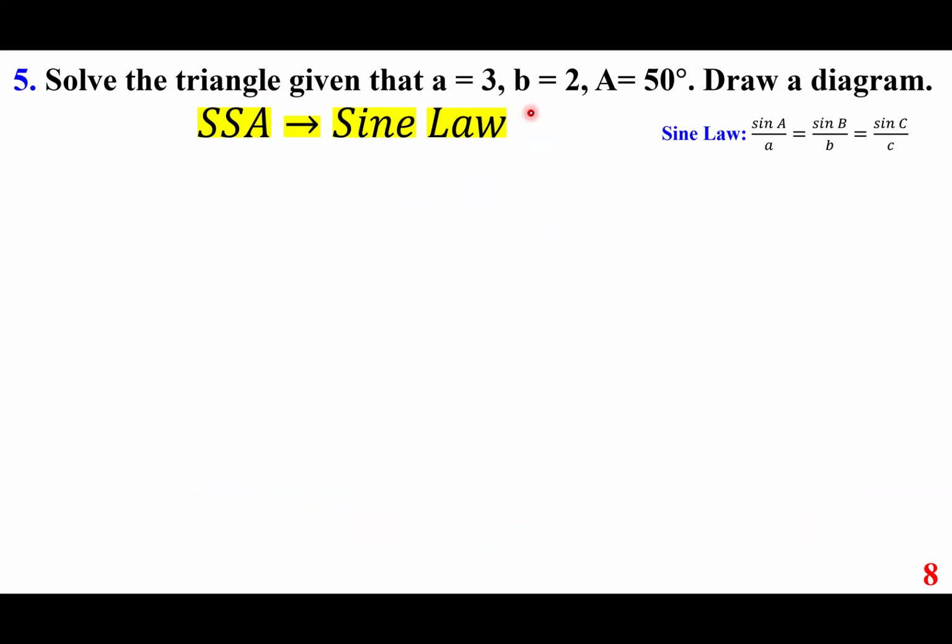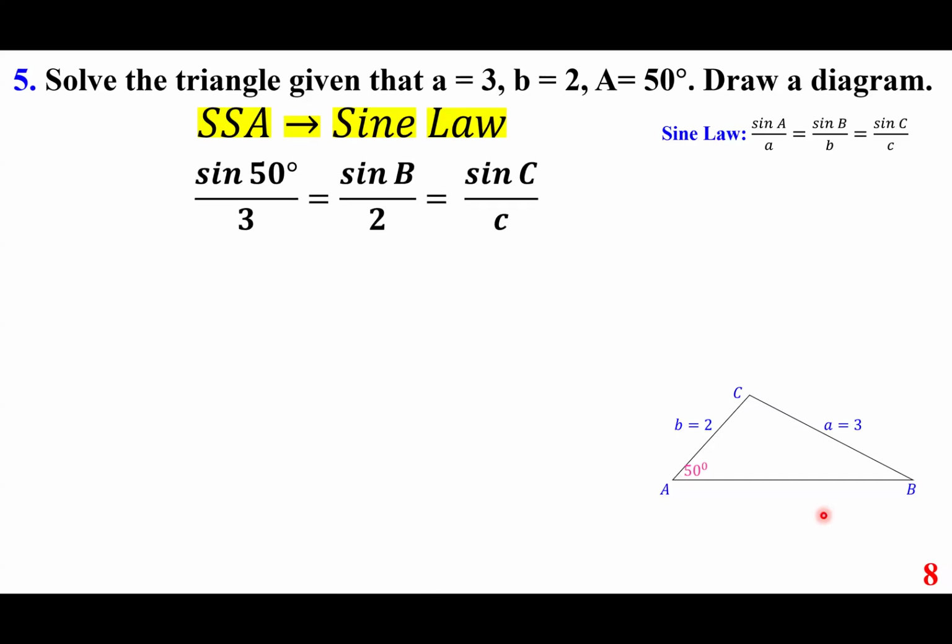This example: solve the triangle given that a is 3, b is 2, A is 50. Draw a diagram, and we are going to use SSA. And when you draw a diagram, it may not be to scale. It's okay, class, because in the beginning, we may not know what every side is. So capital A, capital B, capital C represent the angles. Now, lowercase b opposite capital B is 2. Lowercase a opposite capital A is 3 and A is 50 degrees. So we write this for the three angles and sides.